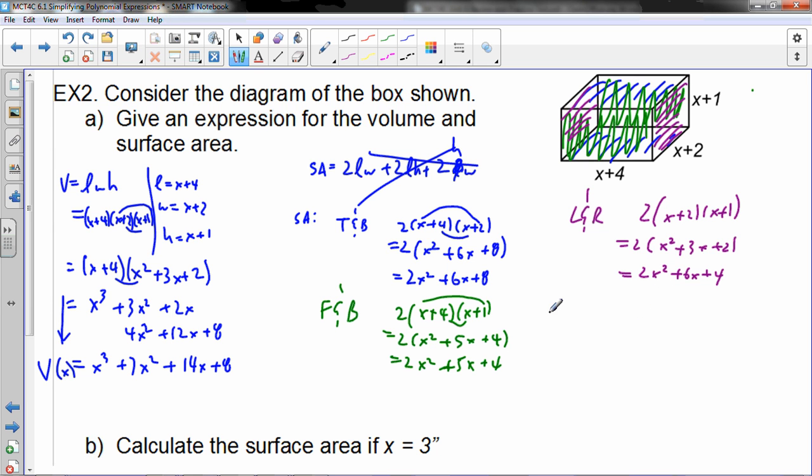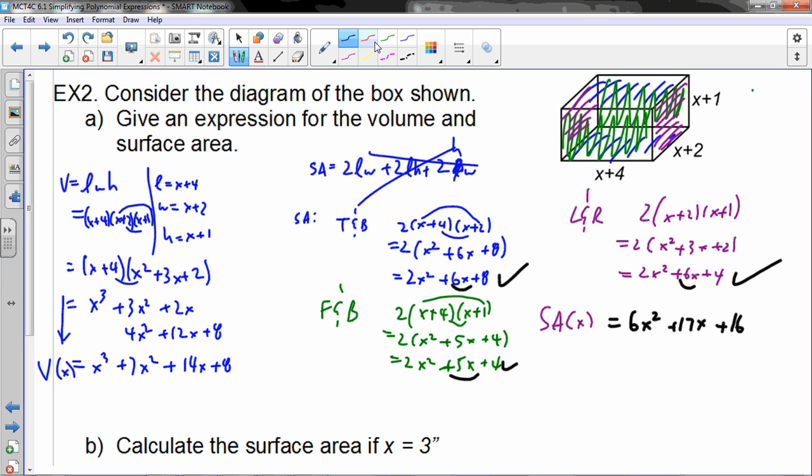And then what do I do at the end to get the formula for the surface area is I've got to add all of these things up. I'm going to add up that and that and that all together. Well, there's 2, 4, 6x squareds. 6 and 5 and 6 is, what's that, 17x. 8 and 4 and 4 is 16. And there's a formula for the surface area of the shape.